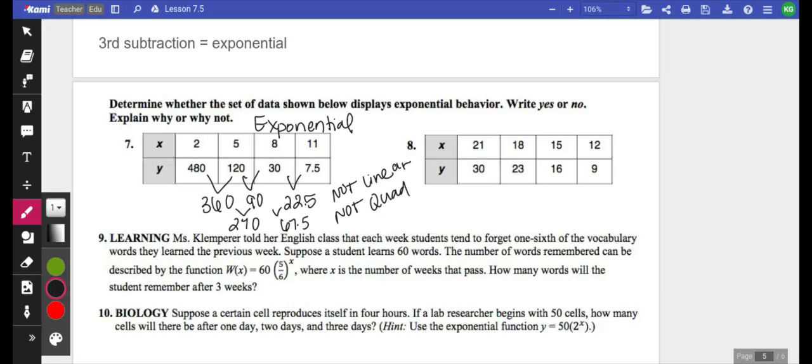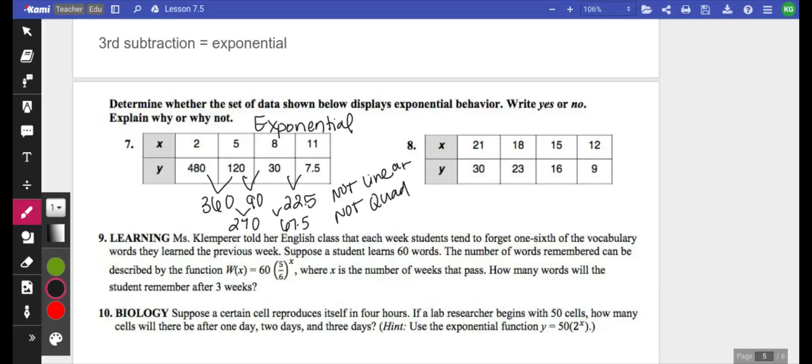Okay, so what I'm going to do is put into my stat edit. If there's anything in my L1, L2, I'm going to clear them out. So it looks like this. Okay, now I'm going to put the data from the PowerPoint into it. So my X's are 2, 5, 8, and 11. And my Y's are 480, 120, 30, 7.5. So now it should look like this.